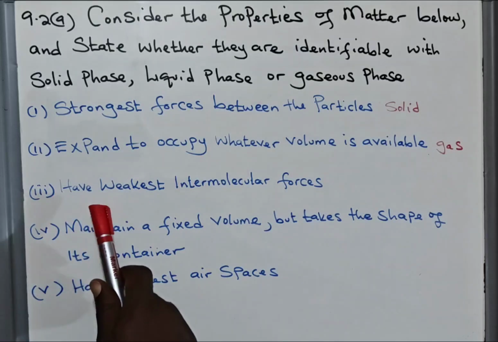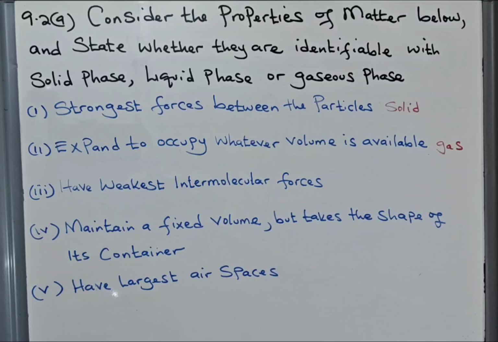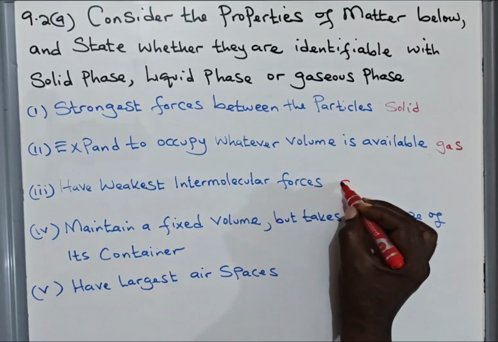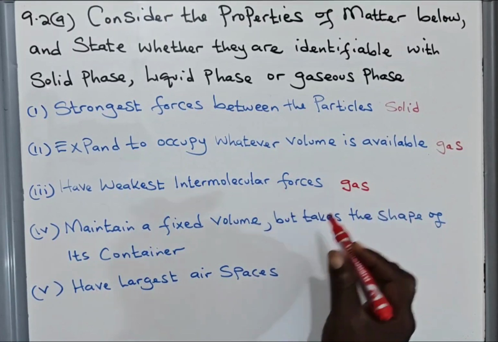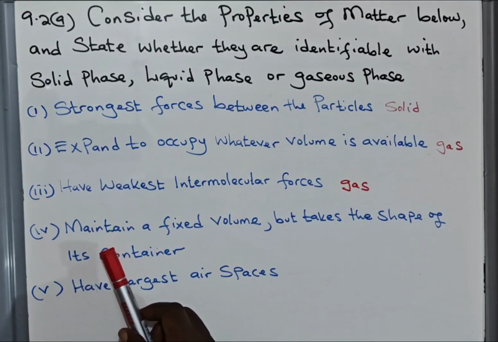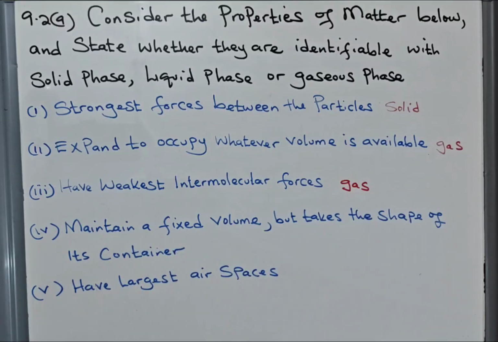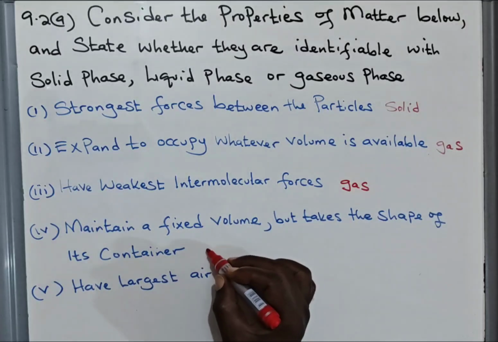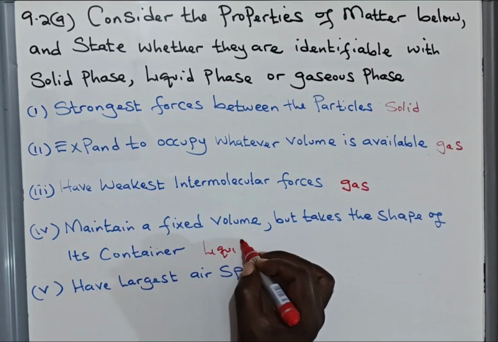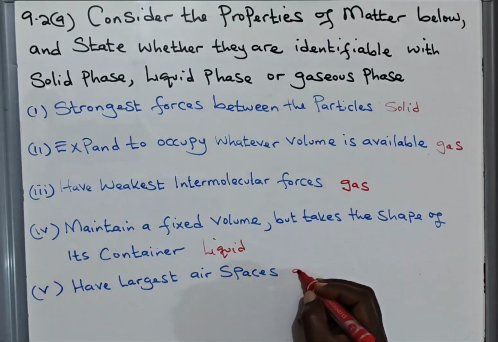Okay? Then we come here. Have weakest intermolecular forces. Which phase is this one? This is gaseous phase. Okay? Then we come to this one. Maintain a fixed volume but takes the shape of its container. What phase is this one? It's liquid phase. Okay, then we come to this one. Have largest air spaces. And this is a gaseous phase.